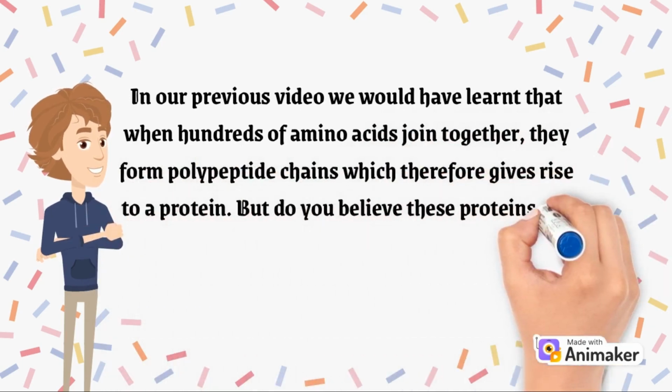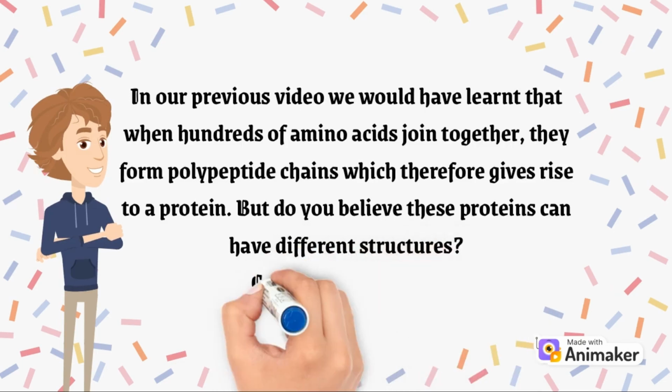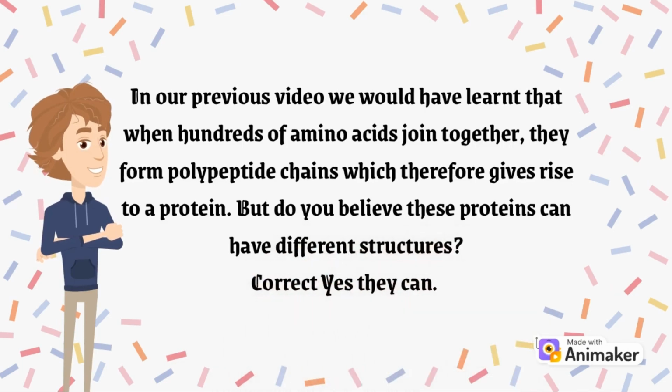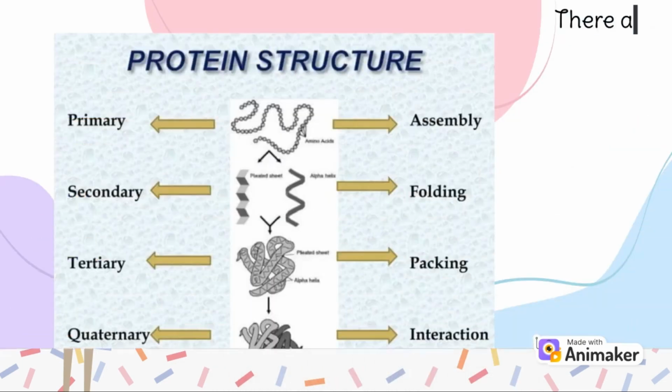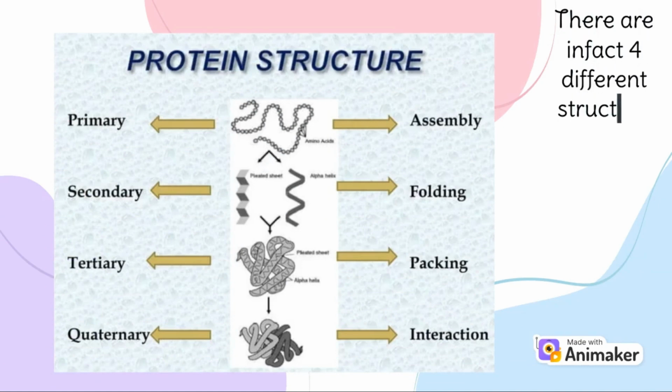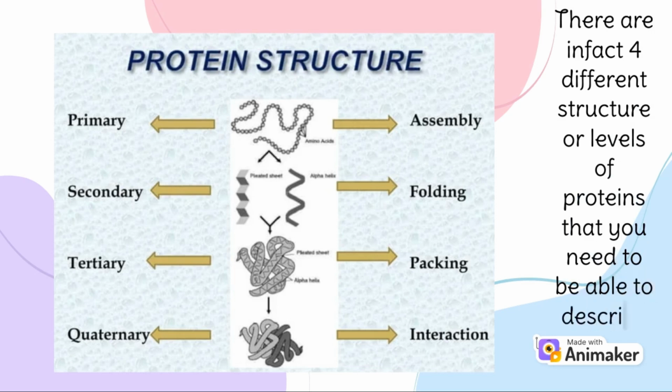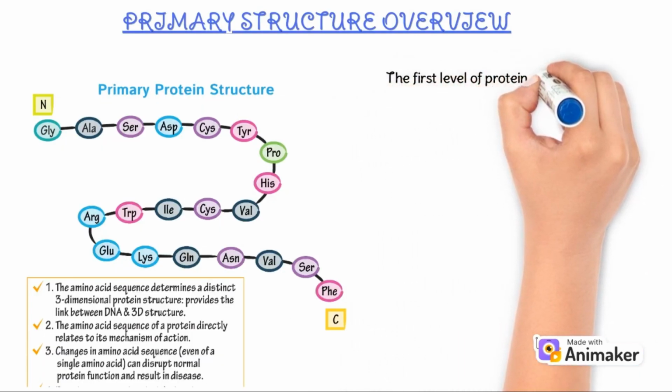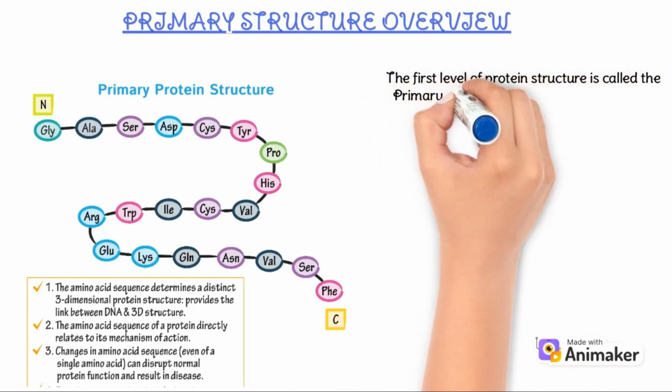But do you believe these proteins can have different structures? Correct, yes they can. There are, in fact, 4 different structures, or levels of proteins, that you need to be able to describe. The first level of protein structure is called the primary structure.